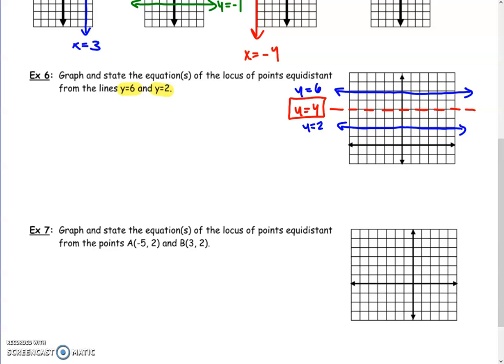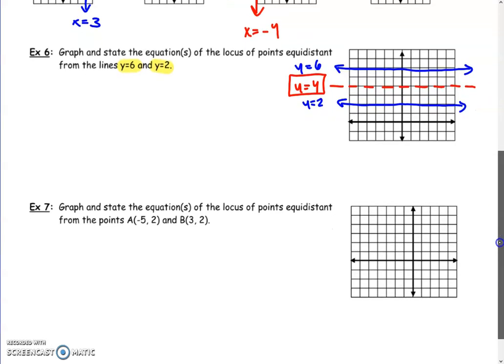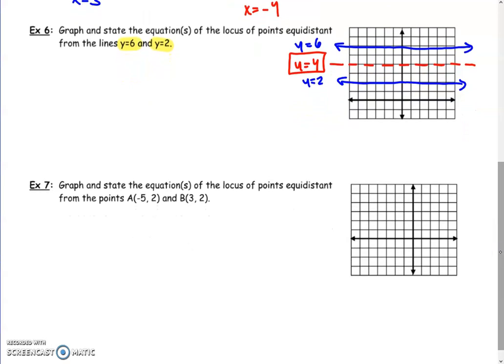And then the last one. Graph and state the equation or equations of the locus of points equidistant from the points A, negative 5, 2, and B, 3, 2. So first thing we would do is plot our given information, 2 points. A is negative 5, 1, 2, 3, 4, 5, 2. So there's point A. Point B is 3, 2. 1, 2, 3, up 2, there's B.